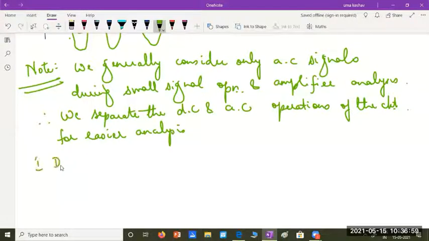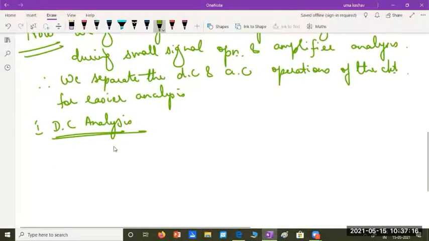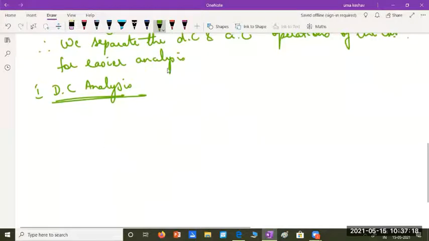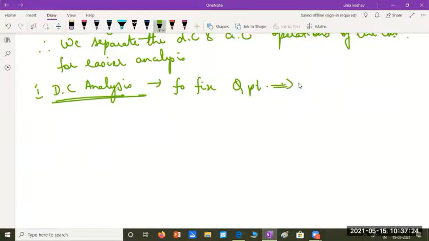So first step is DC analysis. Whenever an amplifier is given, please remember this. You will be doing problems. We'll solve problems using amplifiers. Whenever an amplifier is given, you have to first do the DC analysis and fix the operating point. To fix Q point, which involves VGS and ID for a MOSFET.